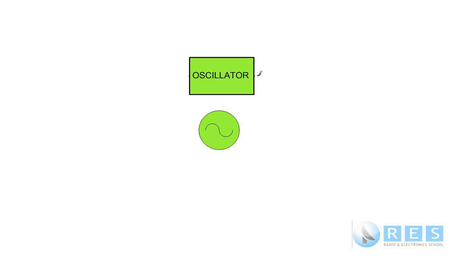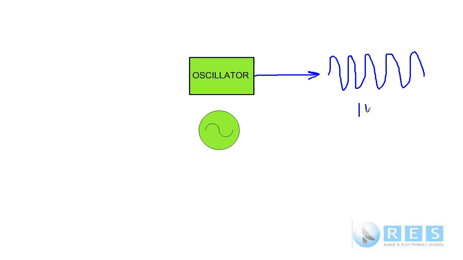And what an oscillator does for us is it produces a radio frequency sine wave, but it could also produce an audio frequency sine wave. In fact, an oscillator can produce sine waves for us at any frequency. So if we wanted sine waves at 1 megahertz, we could achieve that easily with an oscillator.